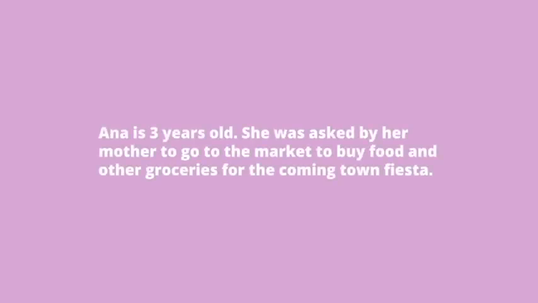Can you identify the conflicting information in our example? What could the conflict be? In this instance, it's the fact that Anna cannot go to the market to buy food and groceries because she is only 3 years old. A 3-year-old girl is still too young to carry groceries to prepare for a town fiesta, much less handle the money to buy them. Unless there is additional information given, then what we just read is conflicting and therefore illogical.